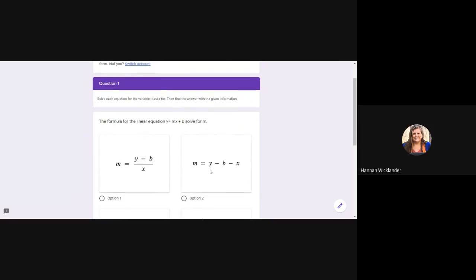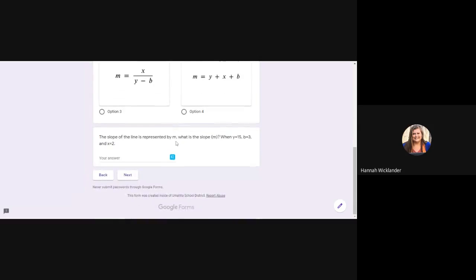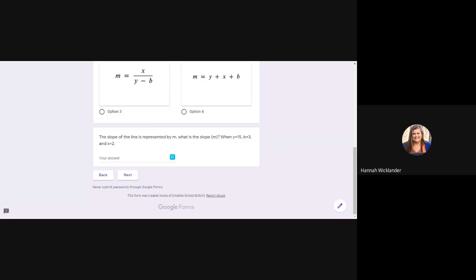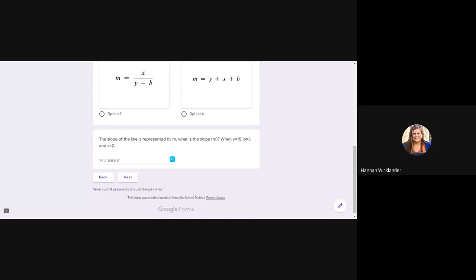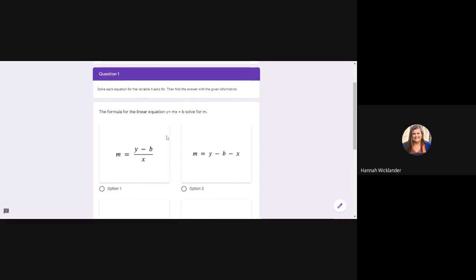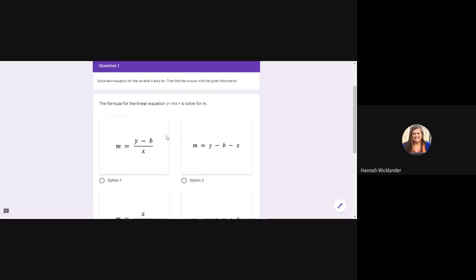There's only 6 questions total. First you have to solve the formula for the variable it's asking for. And then in the second part of the question, it asks you to plug in these numbers into your new equation to solve for what you were trying to find out. So earlier it asked us to solve for M, and then in the bottom question it says solve for M using these variables. We're going to do question 1 together, and then you'll have the rest of class to work on it on your own. If you have any questions, I will be here to answer them.